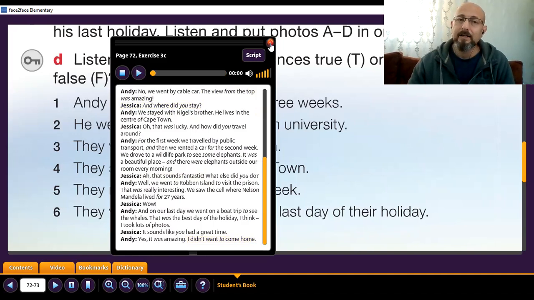So in this way, guys, you can listen and read again and again. And it's a very, very good way to improve your vocabulary, reading, listening, speaking.